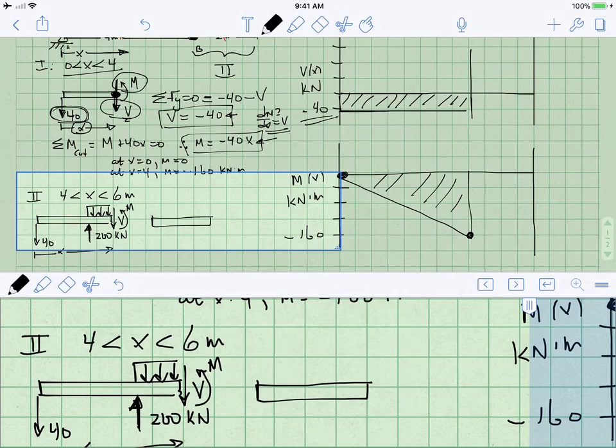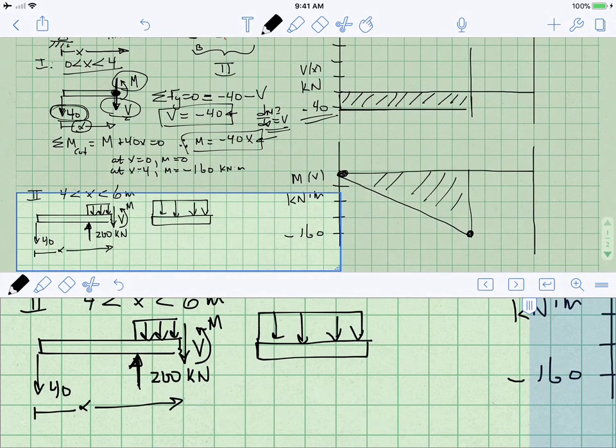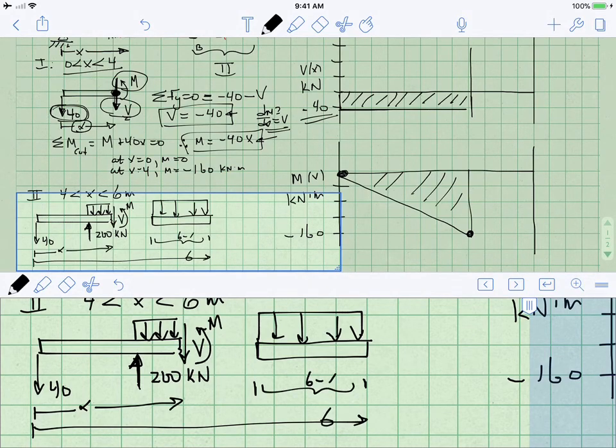If we were to look at the right-hand side of the beam, we would do this. There's nothing else going on here. There's no load except for this distributed load. And the cut is at x. The total length of the beam is 6, right? So if that's x, this is 6. And so this length is 6 minus x.